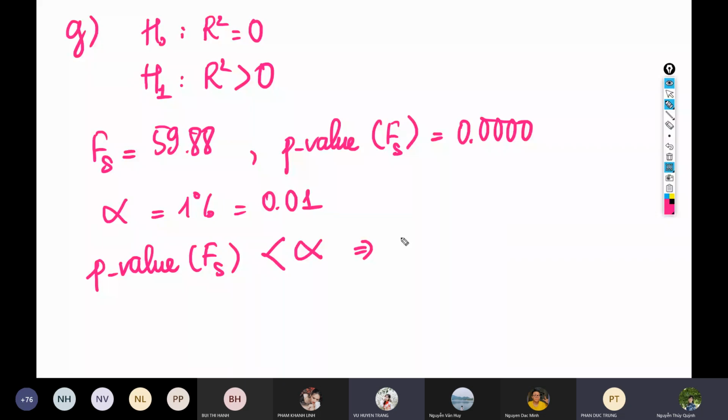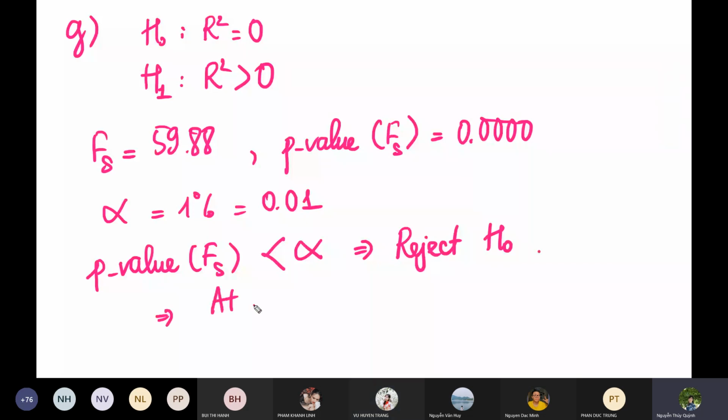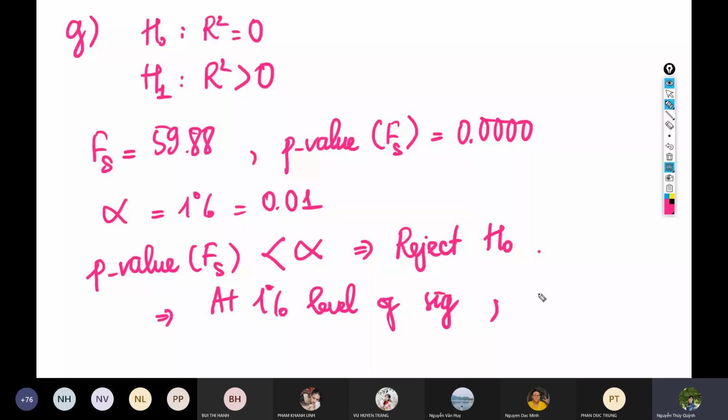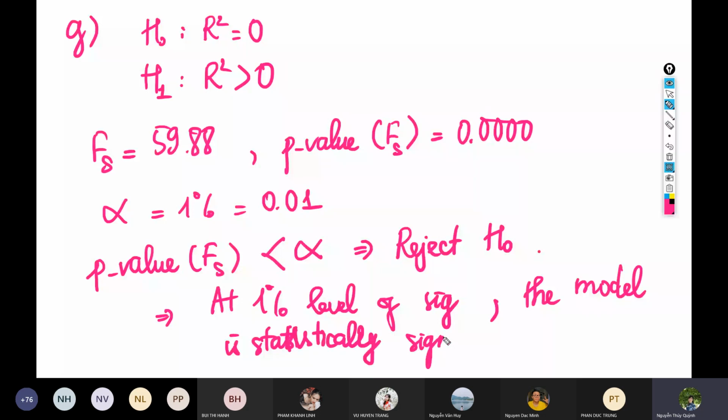Reject. Yeah, we reject the null hypothesis. All right, so we conclude that at 1% level of significance, the model is statistically significant. Yeah, that is our conclusion here.